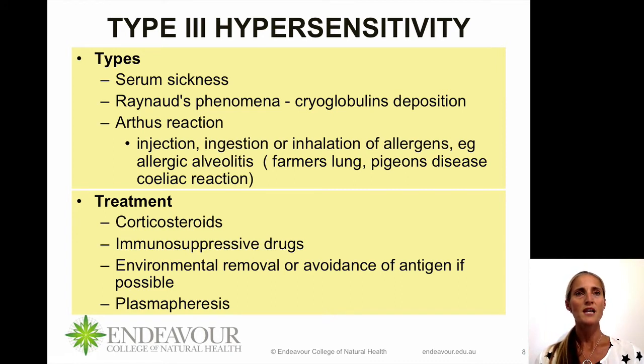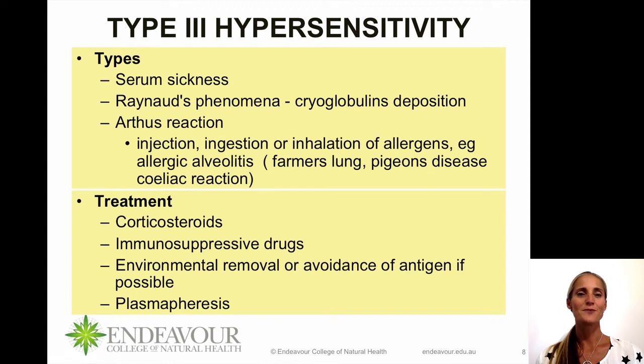Arthus reactions, so there are a number of different ones, as you can see in the brackets there. These are rare, severe, immediate, non-atopic hypersensitivity reactions to the injection of a foreign substance that's usually not irritating, but in certain individuals is antigenic. Farmer's lung is an occupational lung disease caused by an allergy to fungal spores that are generally found in damp hay, straws and grains. Pigeon's disease, funnily enough, is to do with reactions to feathers, serum, and pigeon excrement. And this is obviously more common in pigeon breeders.